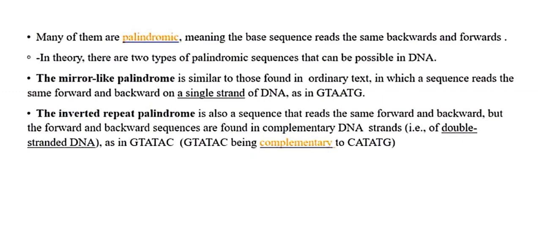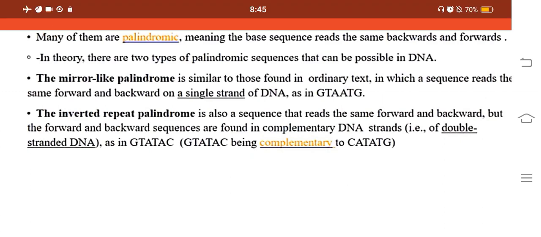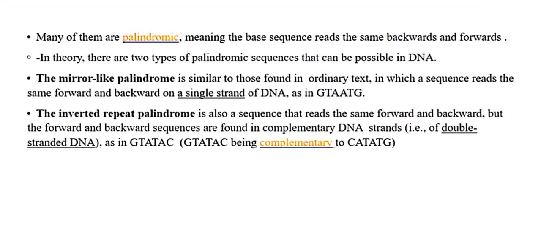An inverted repeat palindrome is a sequence that reads the same forward and backward, but the forward and backward sequences are found in complementary DNA strands of double-stranded DNA. That is, GTATAC being complementary to CATATG. The mirror-like palindrome and the inverted repeat palindrome. The inverted repeat palindrome is a sequence that reads the same forward and backward, but the forward and backward sequences are found in complementary strands of double-stranded DNA.